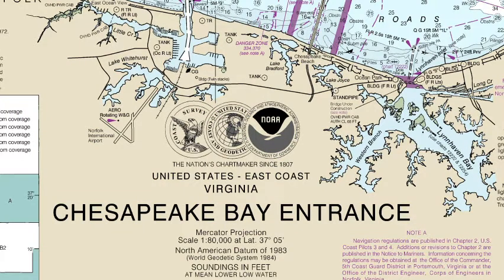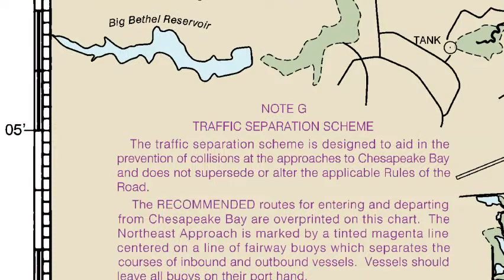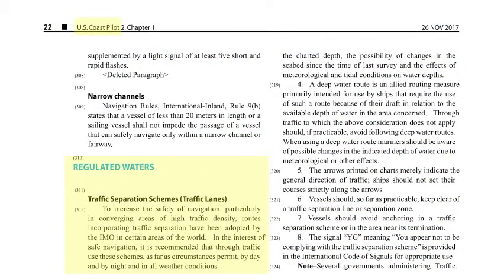Additional requirements for traffic separation schemes are generally printed on the chart. The Chesapeake Bay Entrance Traffic Separation Scheme refers to Note G. The Coast Pilot's Regulated Waters section also contains information on traffic separation schemes in the United States. For information on traffic separation schemes outside the United States, consult the appropriate volume of Sailing Directions.